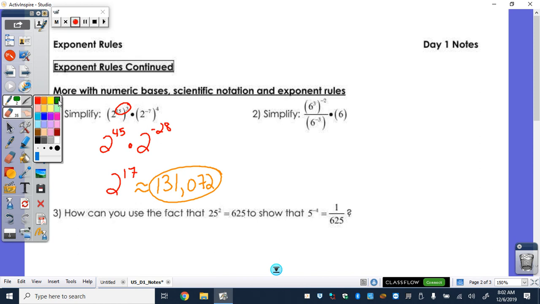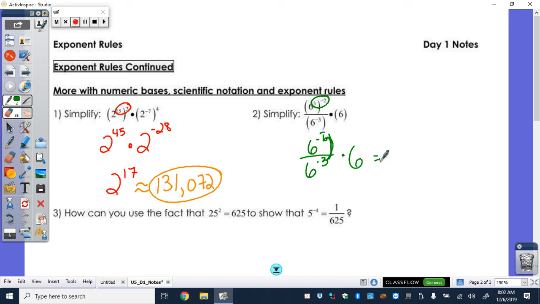So next one, again power to a power, so that's 6 to the negative 6 over 6 to the negative 3 times 6. Using my division rules here, that would give me 6 to the negative 3, because negative 6 minus negative 3. And then times 6 to the first, so that's 6 to the negative 2, which is 1 over 6 squared, which would be 1 over 36.